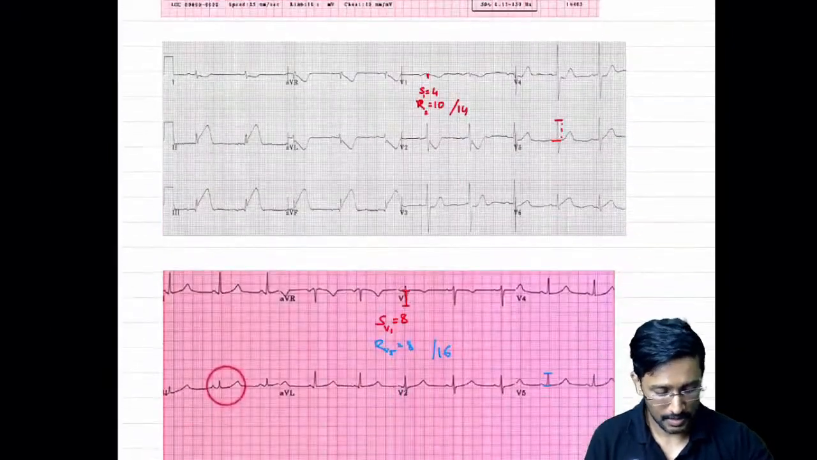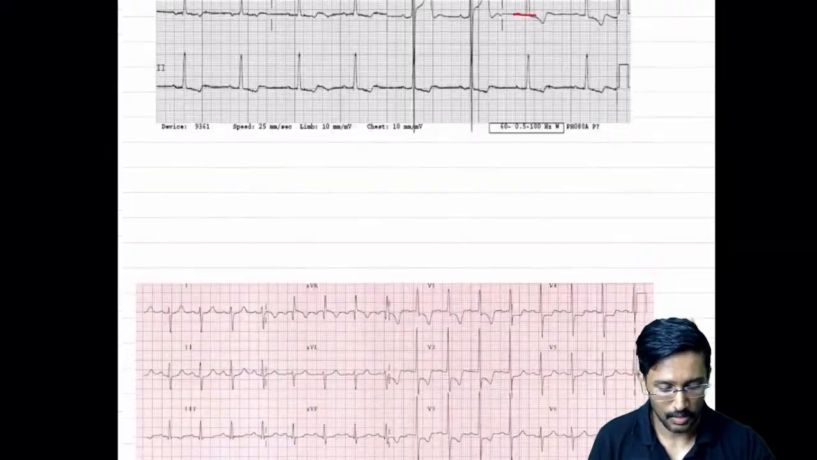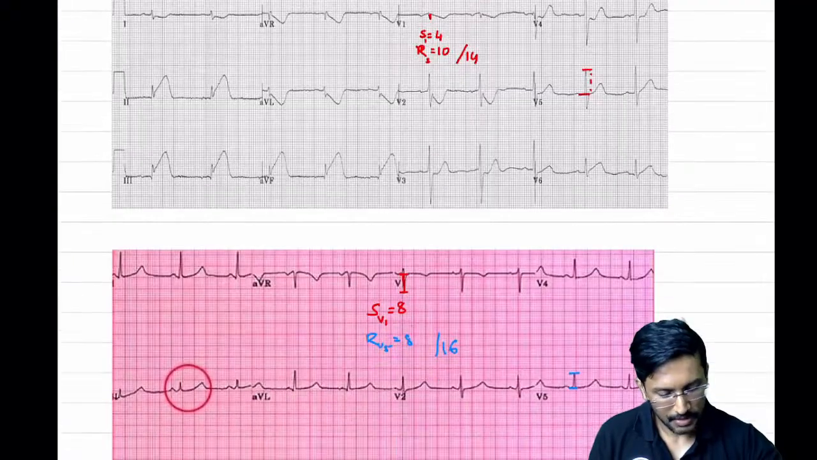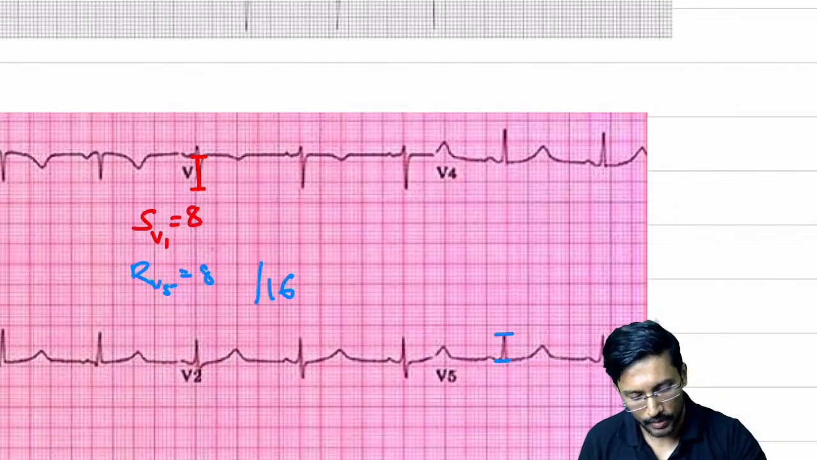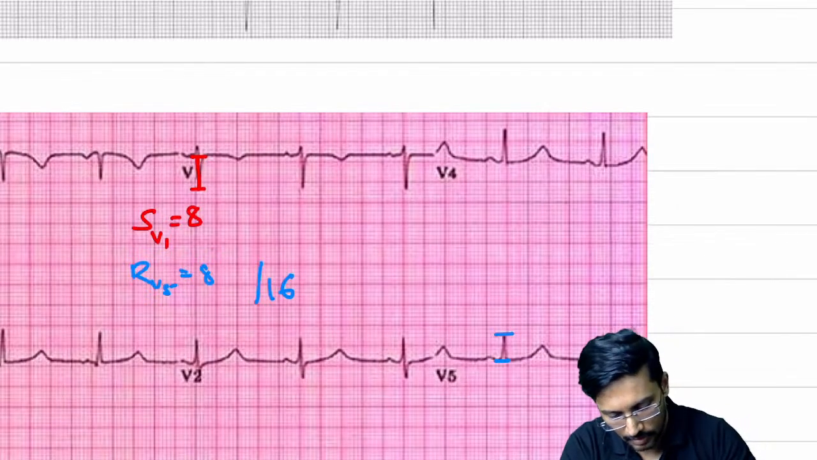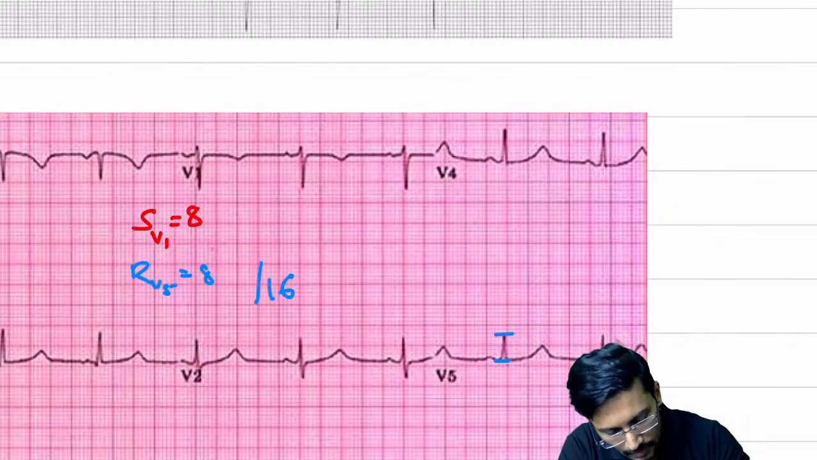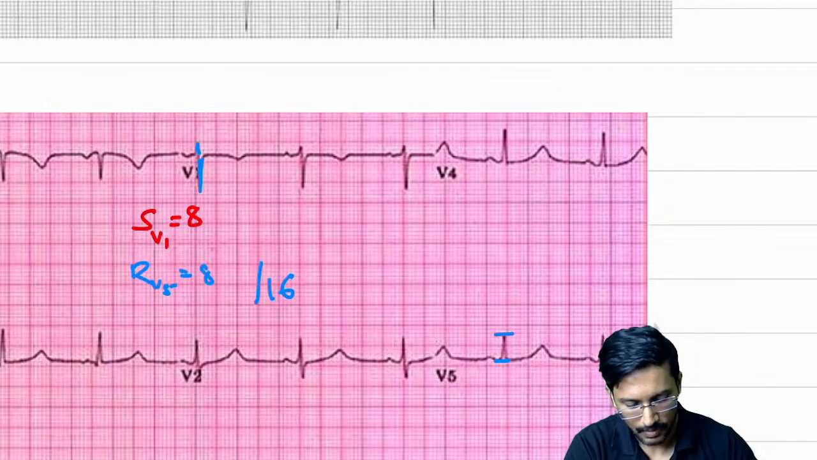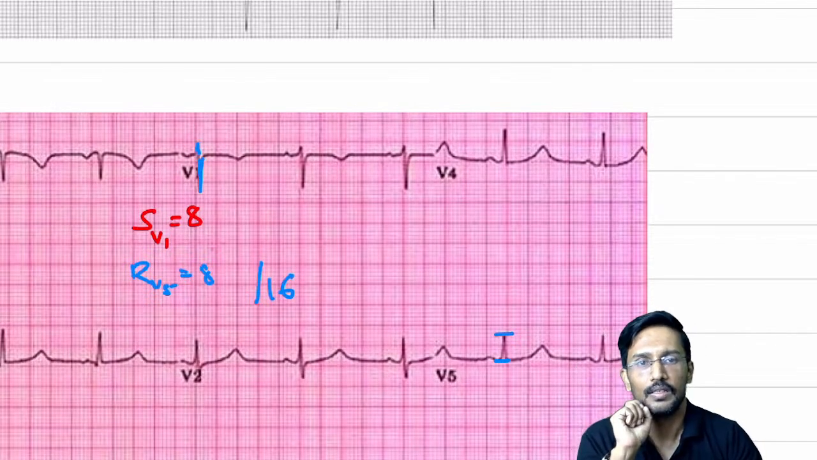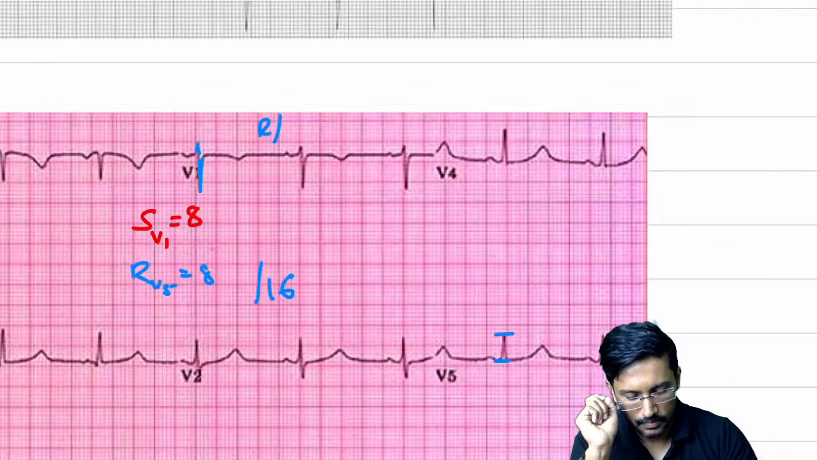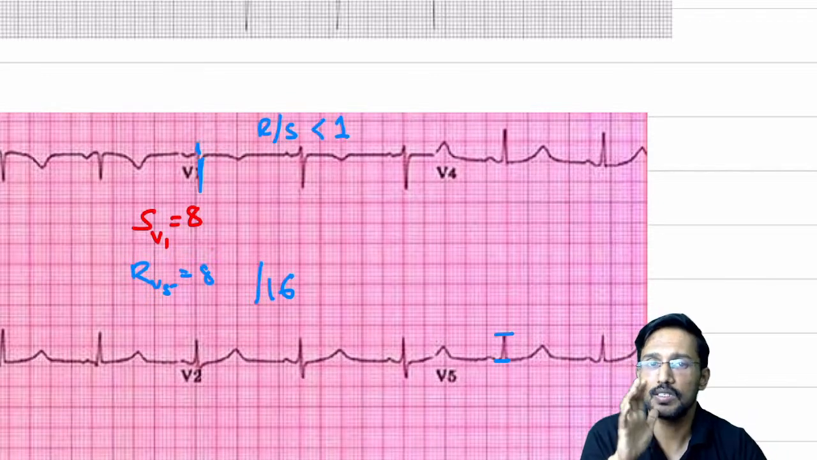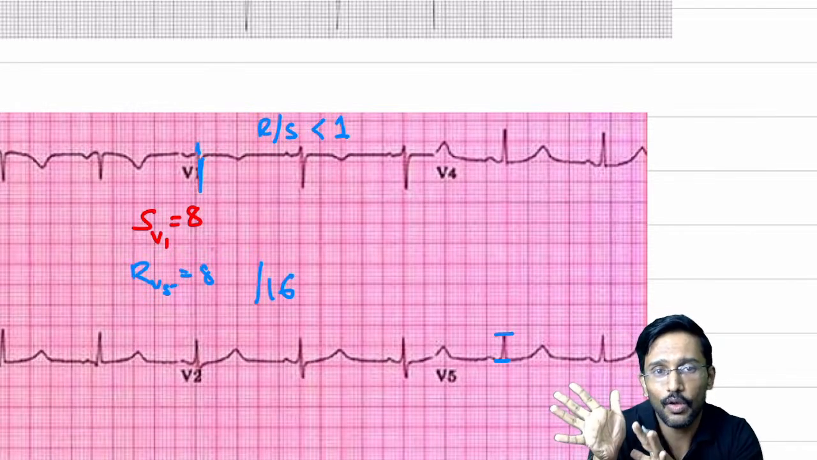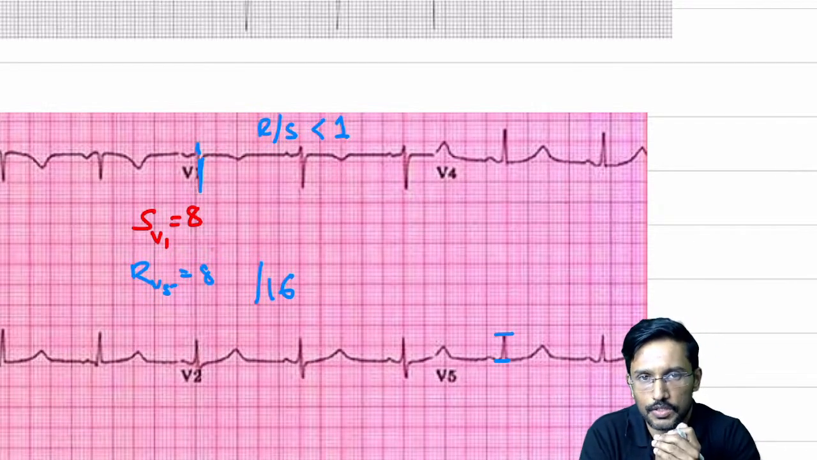So let's go through an ECG to determine if this patient has got RVH. Does this patient have RVH? If I look at R by S in V1, what do I notice here? This is the amplitude of R and this is the amplitude of S. So here R is smaller than S. So R by S will be less than 1. So is it consistent with the diagnosis of RVH? No, this is more consistent with the diagnosis of normalcy, not RVH.